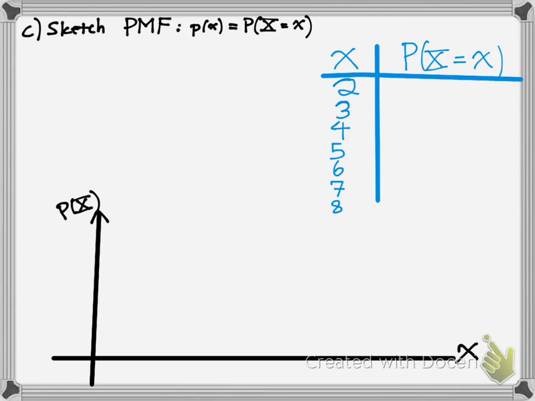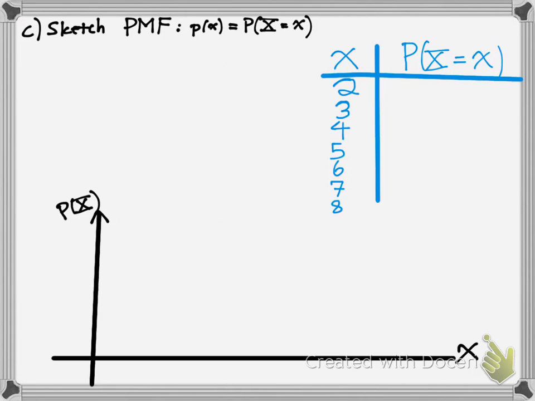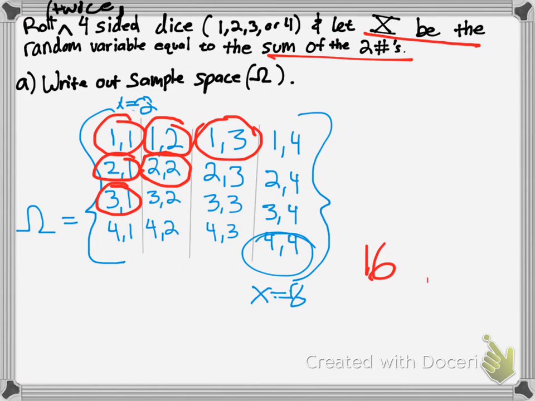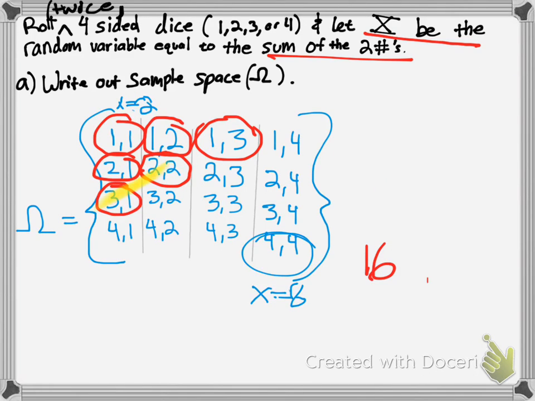So when does x equal 2, or when does the sum of the two rolls equal the number 2? Well, that only happens here. It's the only time where the sum of the two rolls is equal to 2. So that's 1 out of 16. Then what's the probability of rolling the dice where the sum is equal to 3? Well, that would only happen along this diagonal here. So that's 2 out of 16. Now what about 4? Well, that would be along this diagonal here.